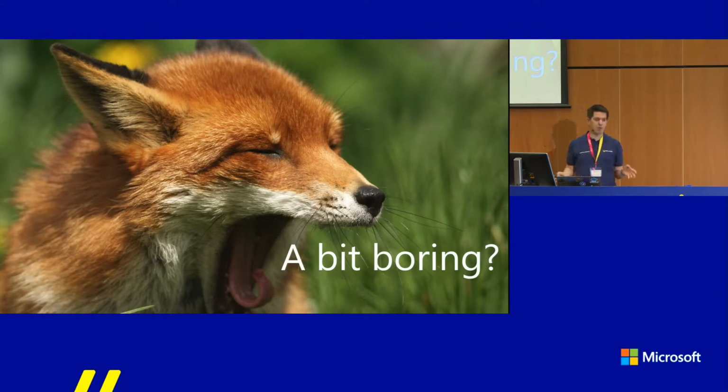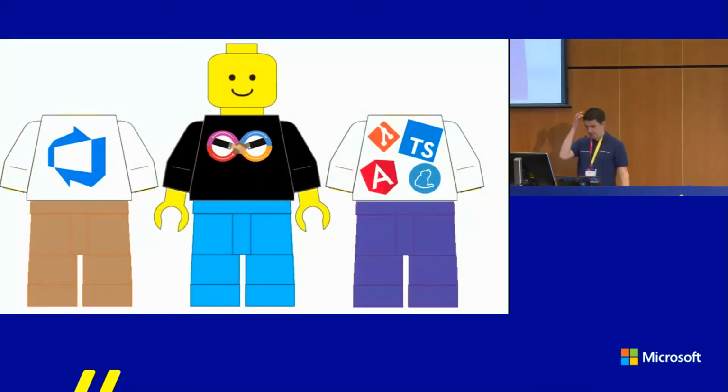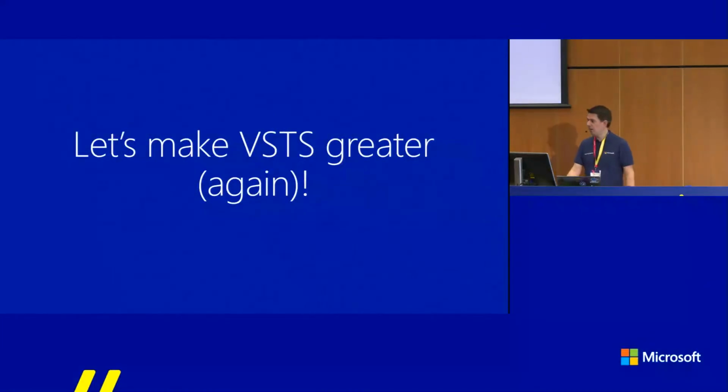It's all blue and gray on a white background, and it looks beautiful, but it is still a little bit boring. And there's lots of different kinds of people with different kinds of sweaters on and different kinds of stickers, that have different ideas of what Visual Studio Team Services should look like. So let's switch between some of these different sweaters, and let's see what that actually means. And let's make VSTS great again. I had to steal that one from Trump.